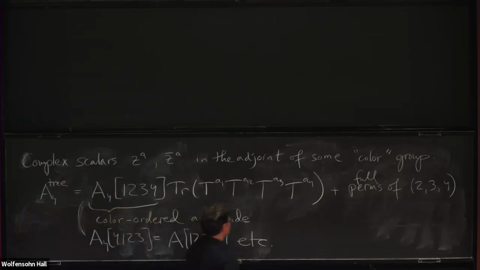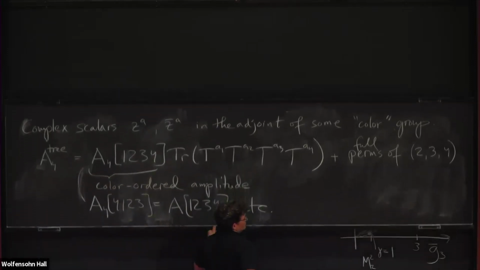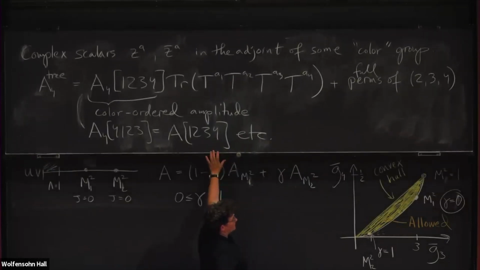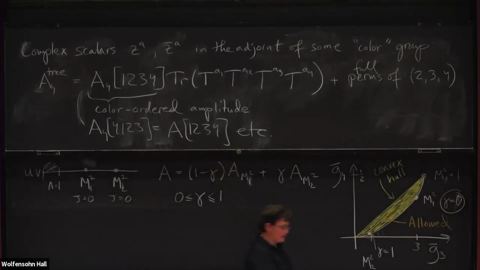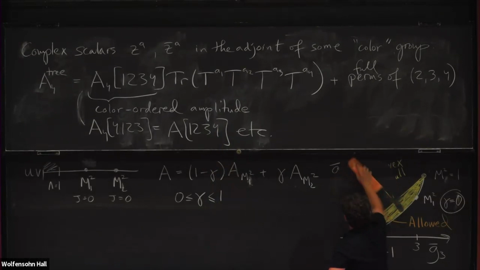Okay, so now we do this. And the rule is that when you're dealing with color ordered amplitudes, the Feynman diagrams that you write down are not allowed to have any lines crossing, and you have to keep your order.